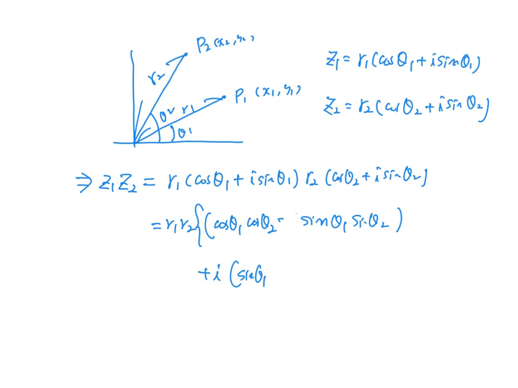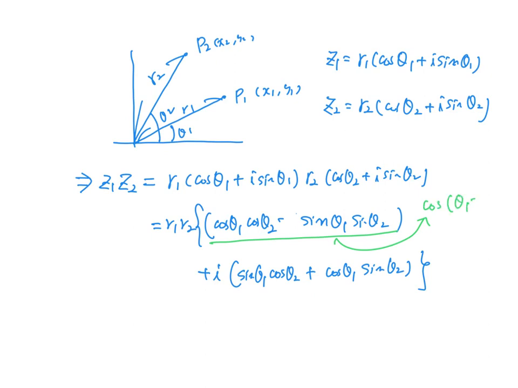So this, sine theta 1 cosine theta 2 plus cosine theta 1 sine theta 2, may be familiar to you. Anybody still remember the addition theorem? So this is cosine of theta 1 plus theta 2, right?